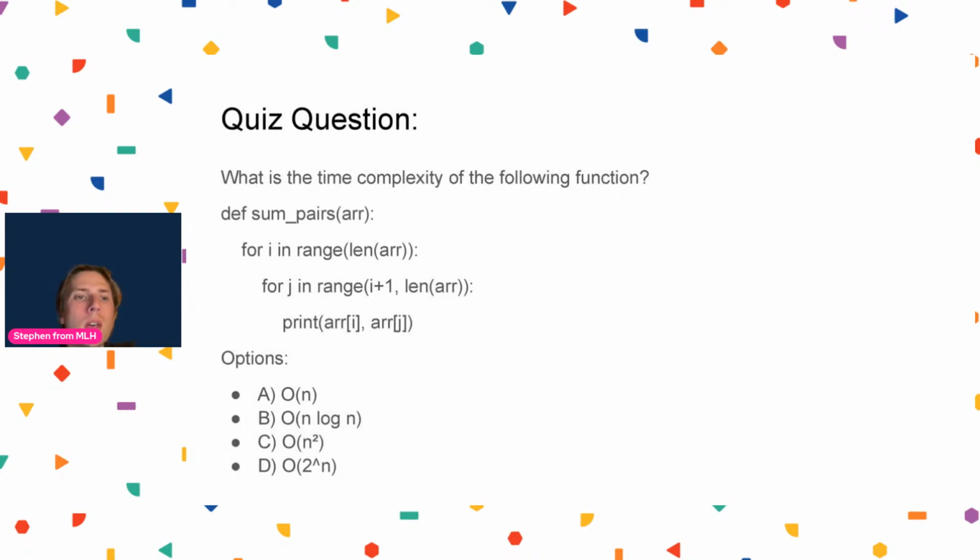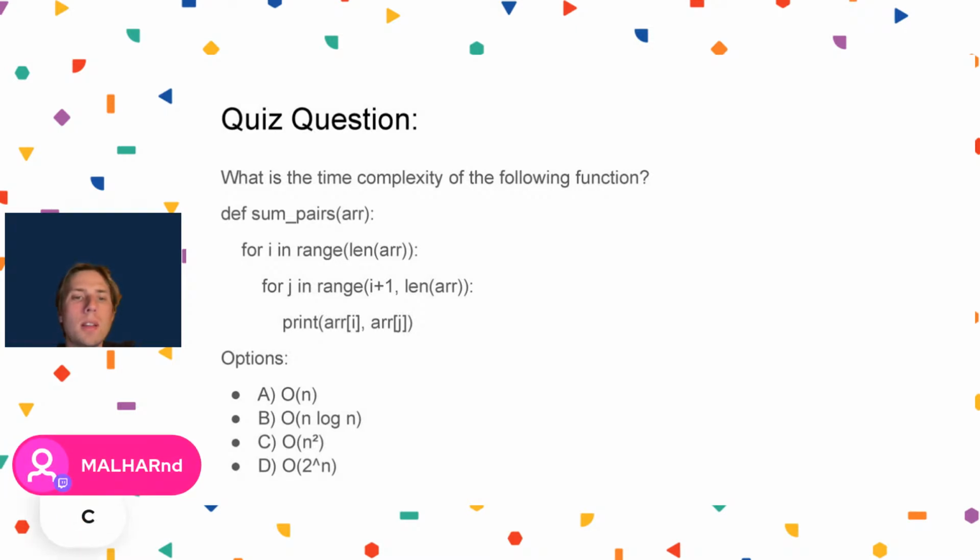All right, so actually Malhar ND is correct. It's C, O(n squared). I saw another vote for B, but really because we have 2 for loops, it's n times n.